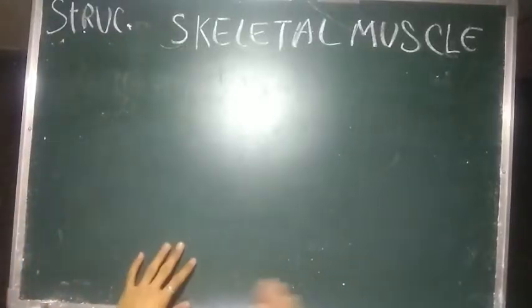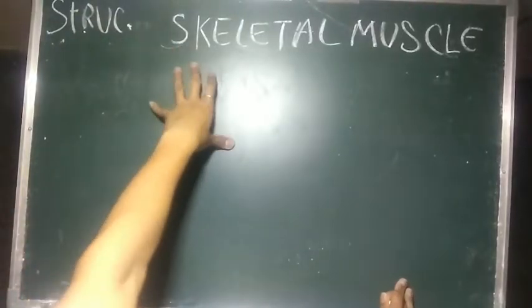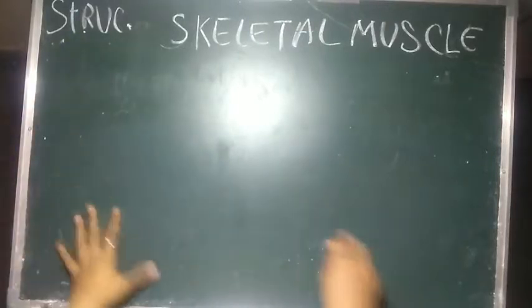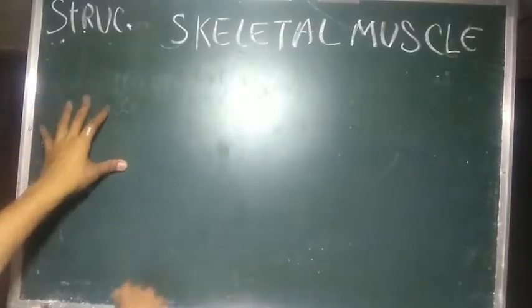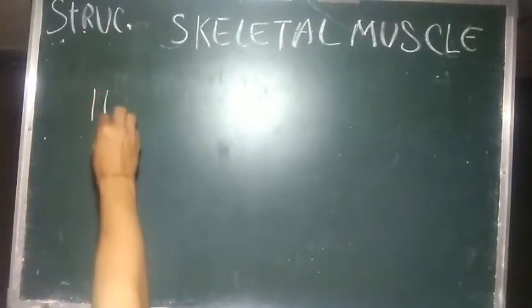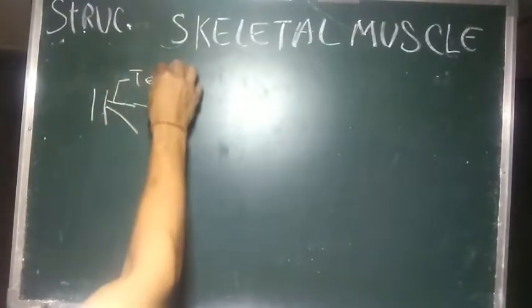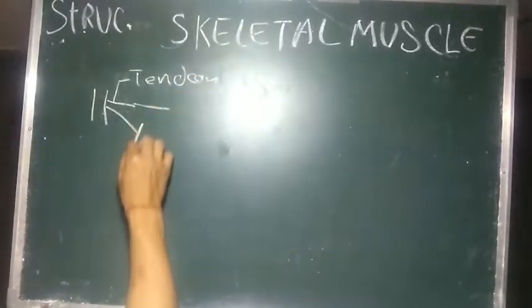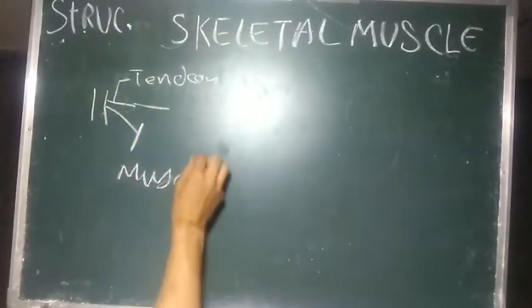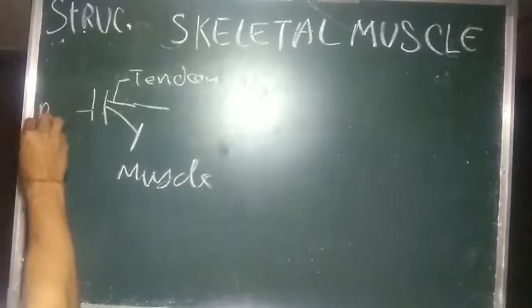Welcome everyone. So today we are going to study the topic skeletal muscles. Let's quickly talk about the structure of a skeletal muscle. So a bone is connected via a tendon to a muscle. This is the tendon, this is the skeletal muscle, and this is the bone.